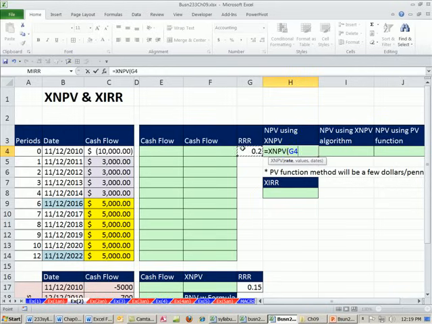It needs a rate. It still needs a discount rate because we're discounting at our required return, comma, the values, including time 0. I love that. Comma. And then the dates, including the date for time 0. And that's it. Irregular cash flows, irregular time periods, and it includes time 0. Now let's see how we did it.